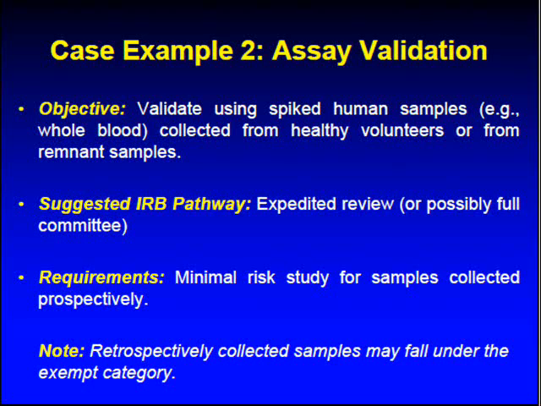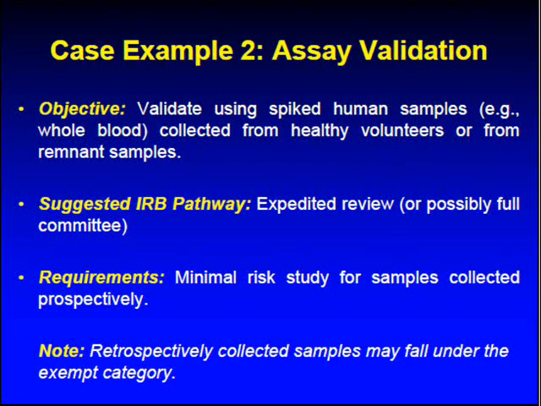Case number 2, assay validation. So what if you had a new technology that you needed to validate in the patient setting? In this case, we wanted to validate using spiked human samples, such as blood collected from healthy volunteers, or use remnant samples. The suggested IRB pathway here is expedited review.